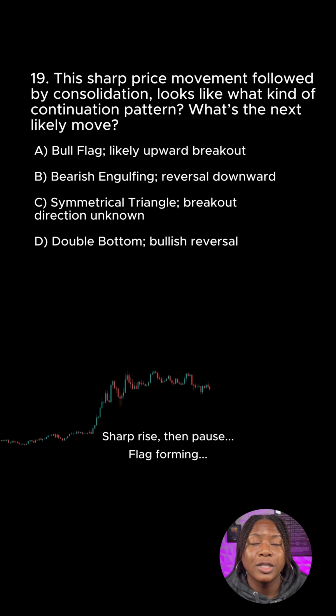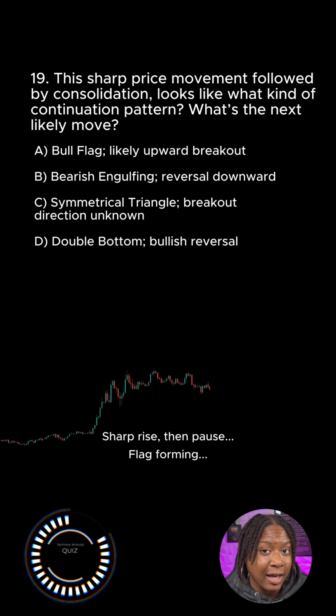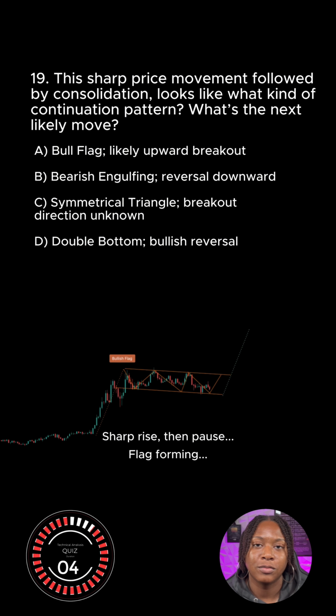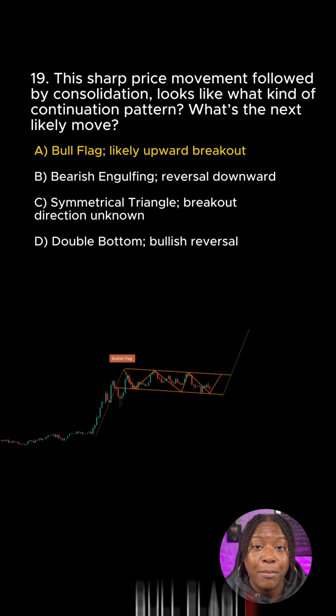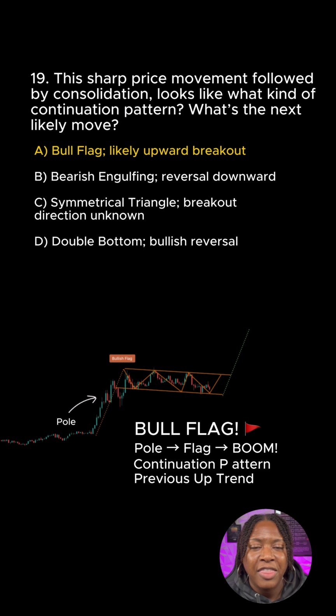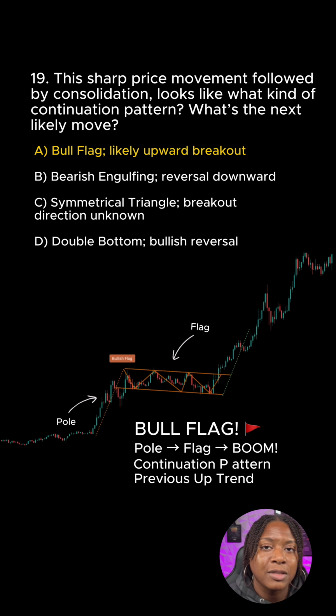So this sharp price movement followed by consolidation looks like what type of continuation pattern? Also, what's more likely to happen next? So this is a bull flag and it's a continuation pattern. So you see that strong move upwards, that's the flagpole, and then you see that consolidation zone, that's the flag. So the next move is most likely going to be a breakout upwards.